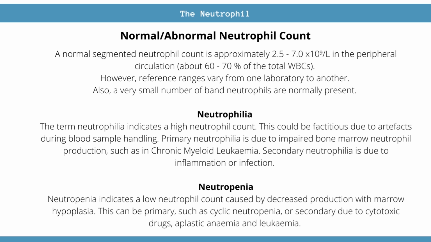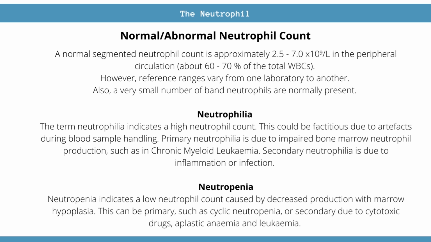The term neutrophilia indicates a high neutrophil count. This could be factitious due to artifacts during blood sample handling. Primary neutrophilia is due to impaired bone marrow neutrophil production, such as in chronic myeloid leukemia. Secondary neutrophilia is due to inflammation or infection.